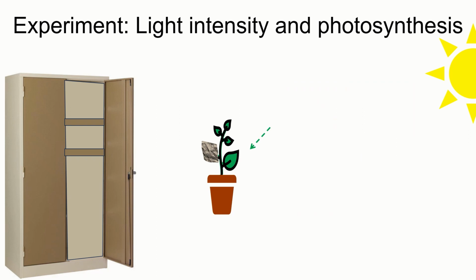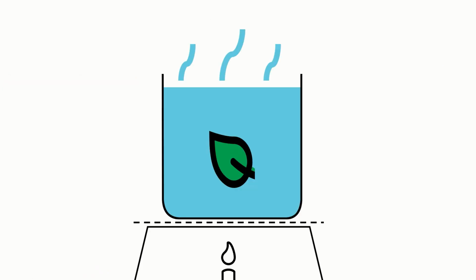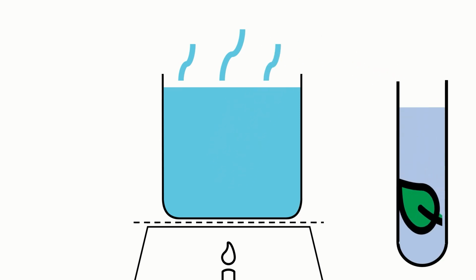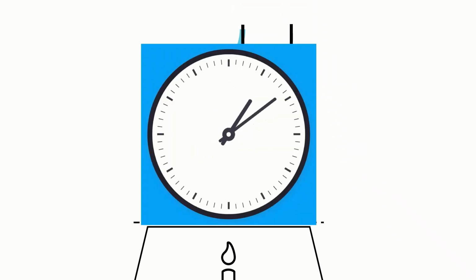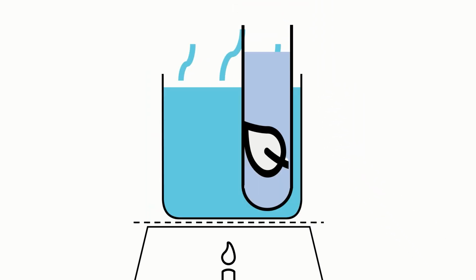Now we will pick off the leaves and perform a starch test. This is done by placing the leaf in boiling water to kill its cells, then placing it in a test tube containing ethanol and placing that in boiling water for about 10 minutes. This extracts the chlorophyll. Then we remove the leaf and wash it with water. We will repeat this process with both leaves.